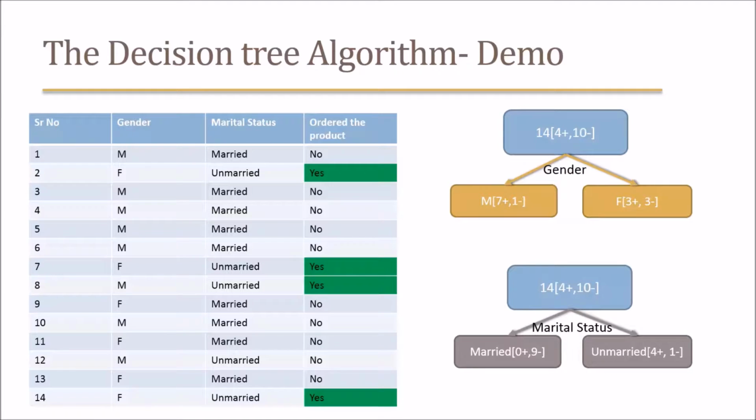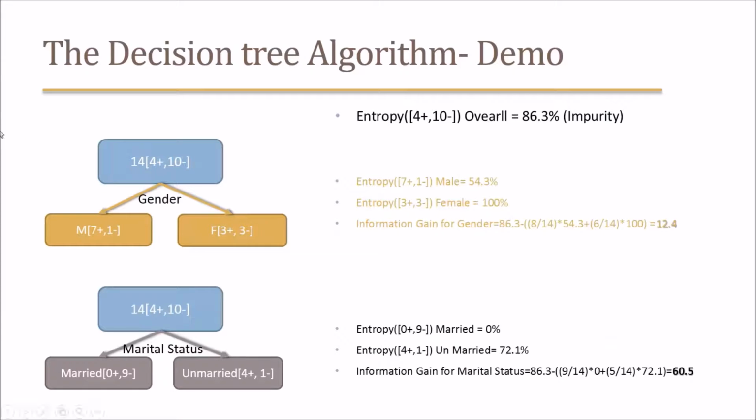So there are two variables. The one with higher information value needs to be given the first preference for splitting. There are two variables here, gender and marital status. Let us calculate their information value. So for gender, the information value is entropy before the split minus entropy after the split, or the weighted average entropy after the split.